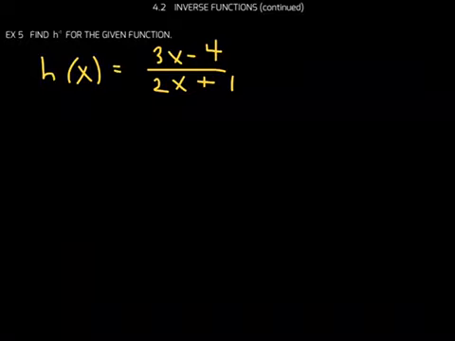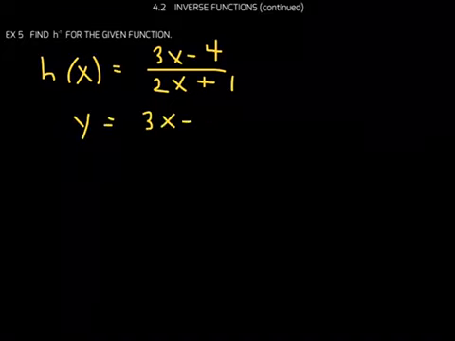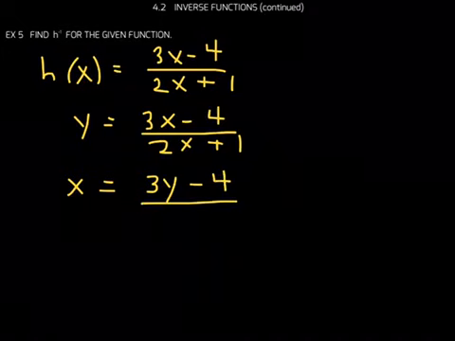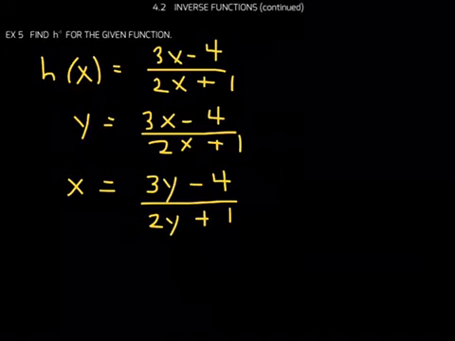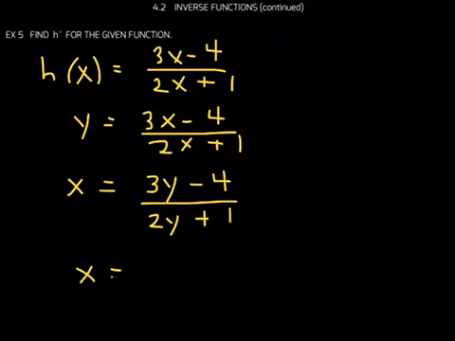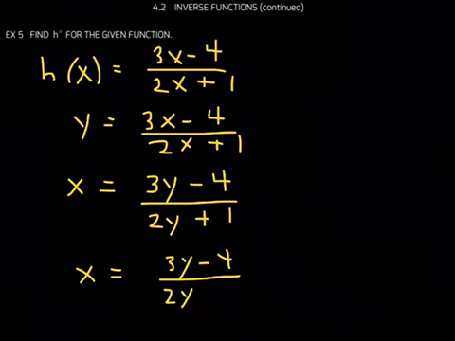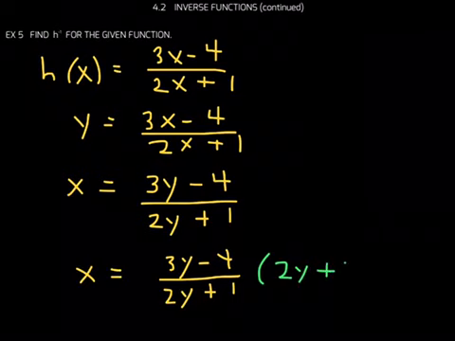The first thing we'll do is replace h of x with y. The next thing we'll do is interchange or swap x and y. Very good. And then we have to solve for y. All right, now, in order to solve for y, what I recommend you to do at this point is to multiply both sides by the denominator on the right. Namely, multiply both sides by 2y plus 1. I could show you why in just a second.